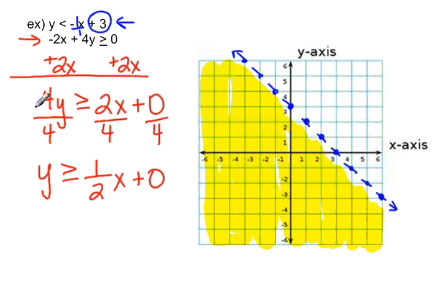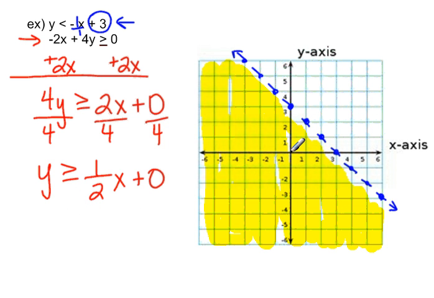Now notice that I divided by a positive 4, and there's a rule that when you divide by a negative number, you have to flip the inequality sign. That rule still stands because we are dealing with inequalities. So look out for division with negative numbers and flipping the inequality because that will change the shading. Anyway, let's go with this. Y is greater than or equal to 1/2 x plus 0.